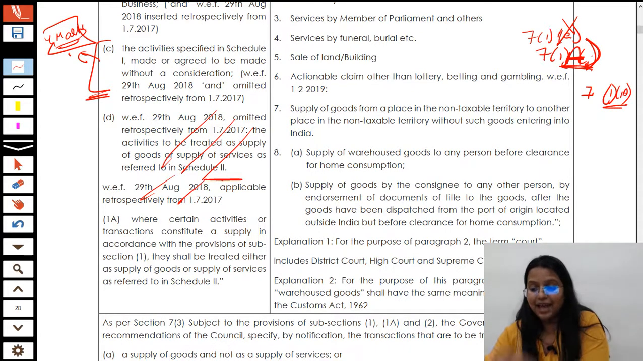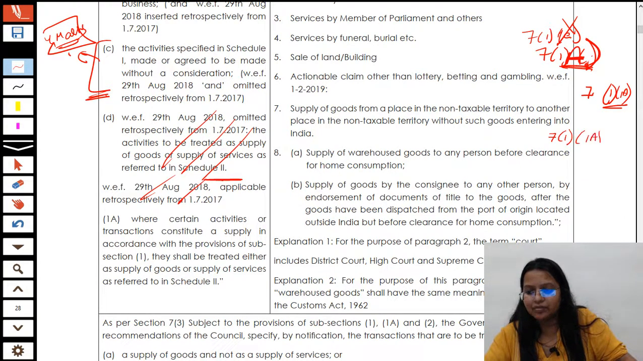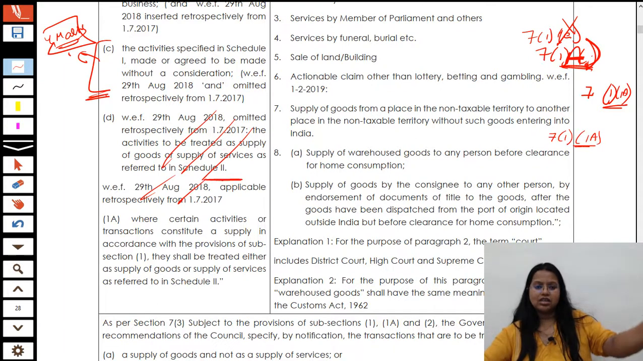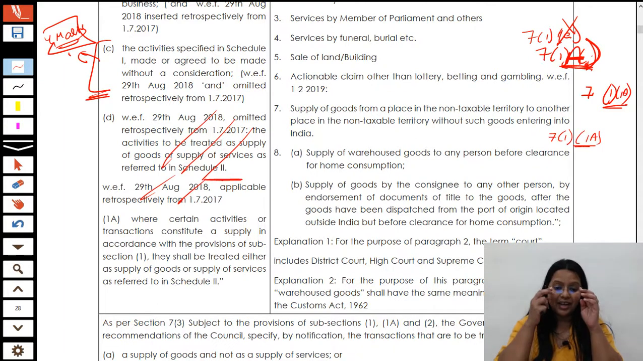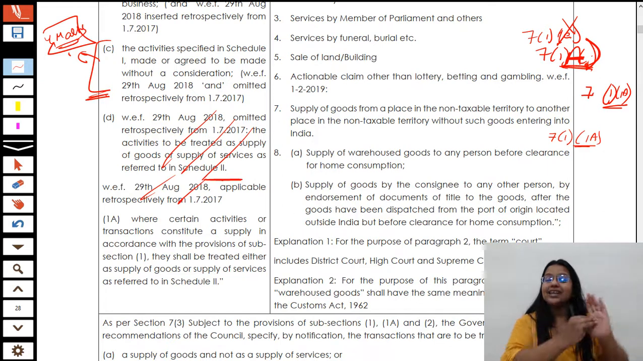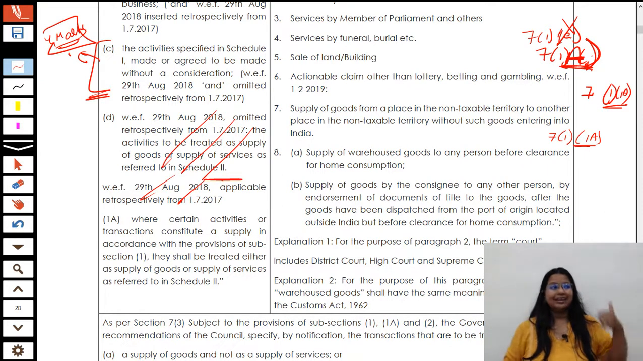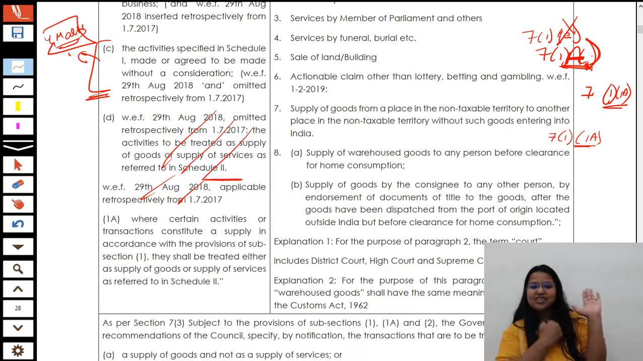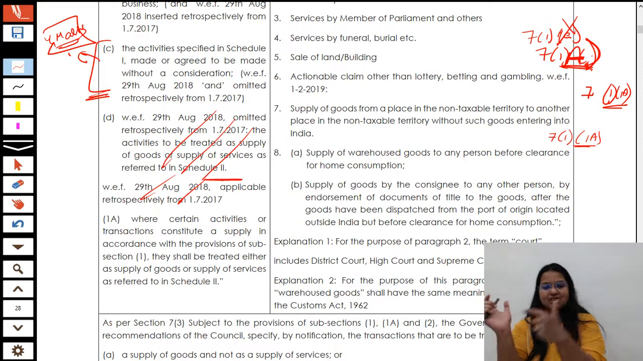I am again writing it so that you guys do not get confused. Section 7 subsection 1 clause number 1A. Okay, so they have removed clause number D and inserted clause number 1A, which states that certain activities, about which we got confused whether they should be known as supply of goods or supply of services, are now cleared out. You should call these transactions supply of goods or supply of services.